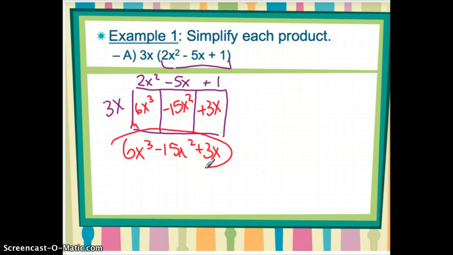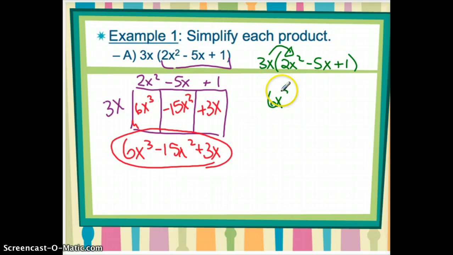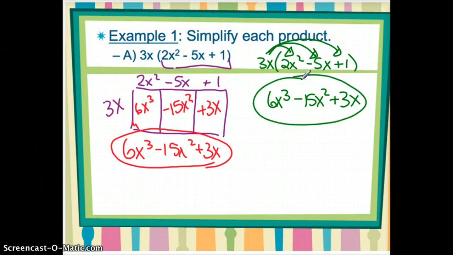I like to show you the rectangle diagram because it's going to come in very handy in tomorrow's lesson and some other lessons. But it's not necessarily super awesome for today, because I think it would be just as easy for most of you to straight use the distributive property here and say 3x times 2x squared, that's 6x cubed. 3x times a minus 5x is a negative 15x squared. And then 3x times positive 1, that's just plus 3x. So you can notice I'm getting the exact same answer either way.